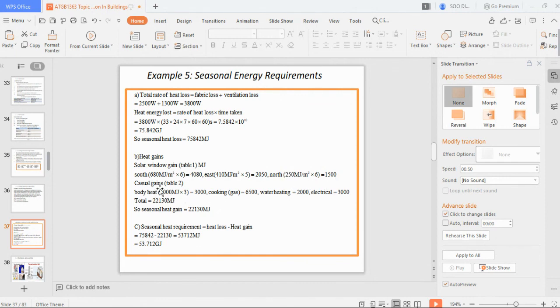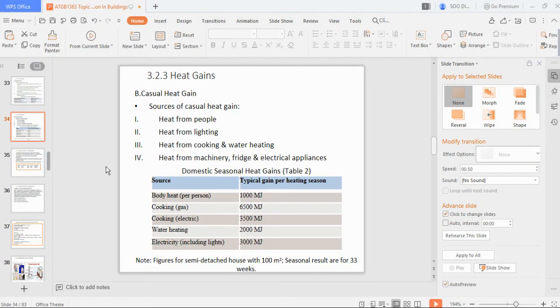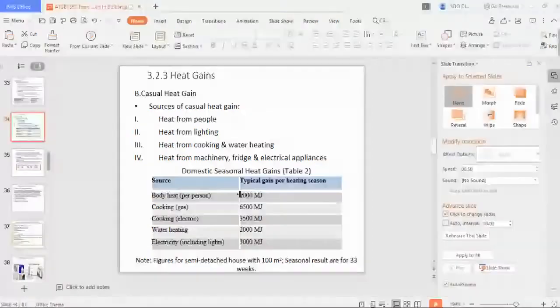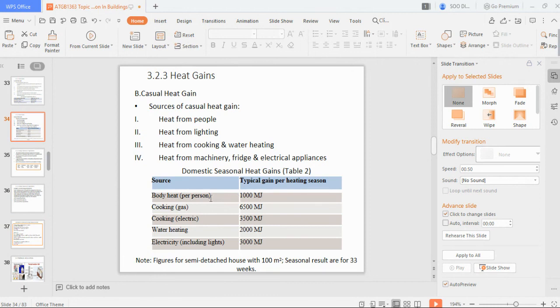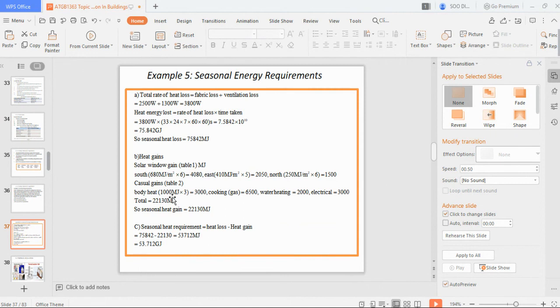And from your casual gain, you know that there are 3 people, and referring to table 2, body heat per person is 1000 megajoules. So you just multiply them together, 3 multiplied by 1000. And you know they are cooking using gas, water heating, and electrical. So you get all these values and you just add them together. The sum of all these is your seasonal heat gain.